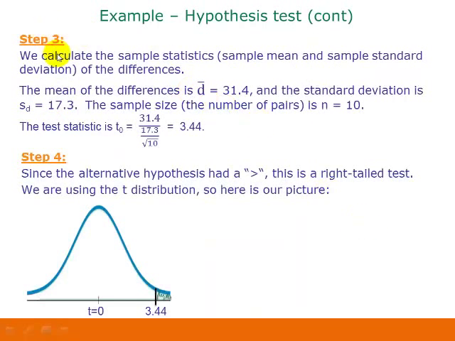So to continue step 3, we need to calculate the sample statistics, that is the sample mean and the sample standard deviation of those differences. So we take our column of differences, and that's our list of numbers, and we're finding the sample mean and the sample standard deviation. So the mean of the differences, that's d bar, is 31.4, and the standard deviation is s sub d equals 17.3. The sample size is the number of pairs, and that would be 10.